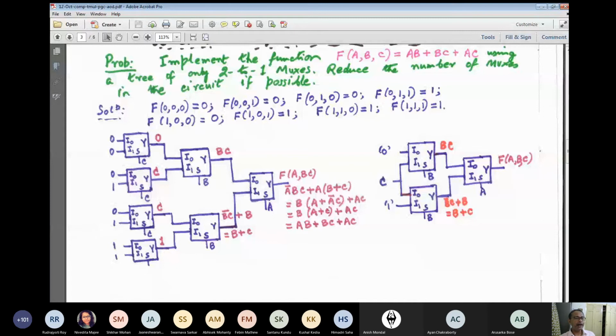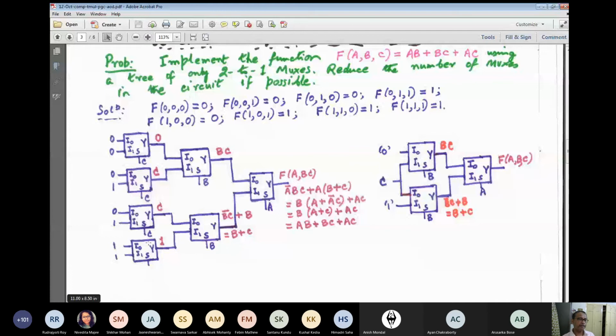Now here I wish you to note that as 0 will come here independent of the value of C, why put this multiplexer? You can remove the multiplexer. Similarly here, why put this multiplexer? You can remove the multiplexer. No point.